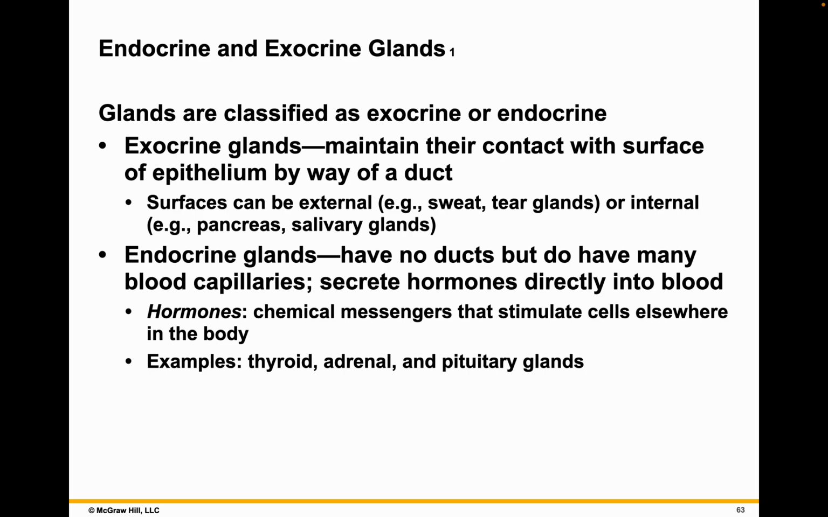An exocrine gland maintains its contact with the surface of the epithelium by way of a duct. The surfaces can be external, like sweat glands and tear glands, or internal. We have them in the pancreas and salivary glands. Endocrine glands have no ducts, but many blood capillaries, and they secrete their hormones directly into the blood. A hormone, if you don't know, is a chemical messenger that stimulates cells elsewhere in the body. The thyroid, adrenal gland, and pituitary gland are all examples of endocrine glands.